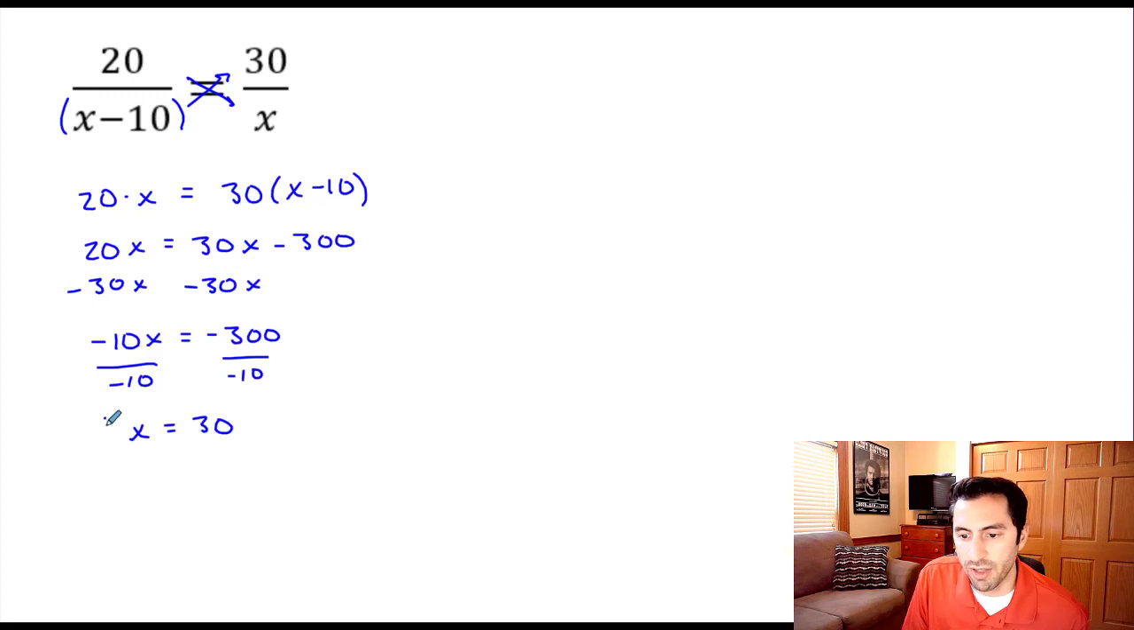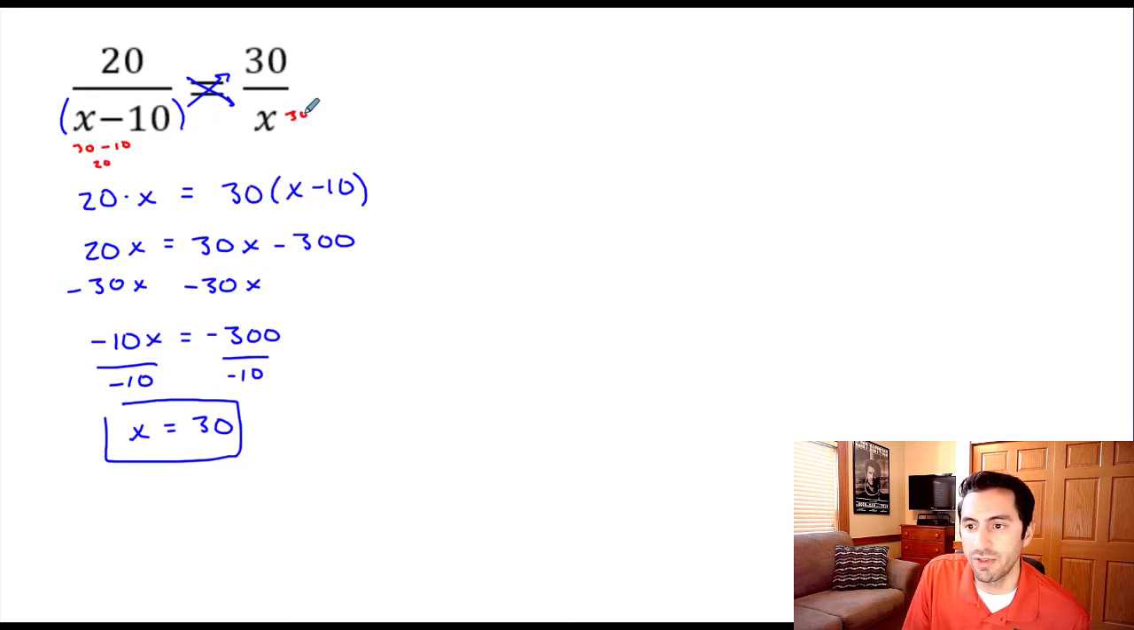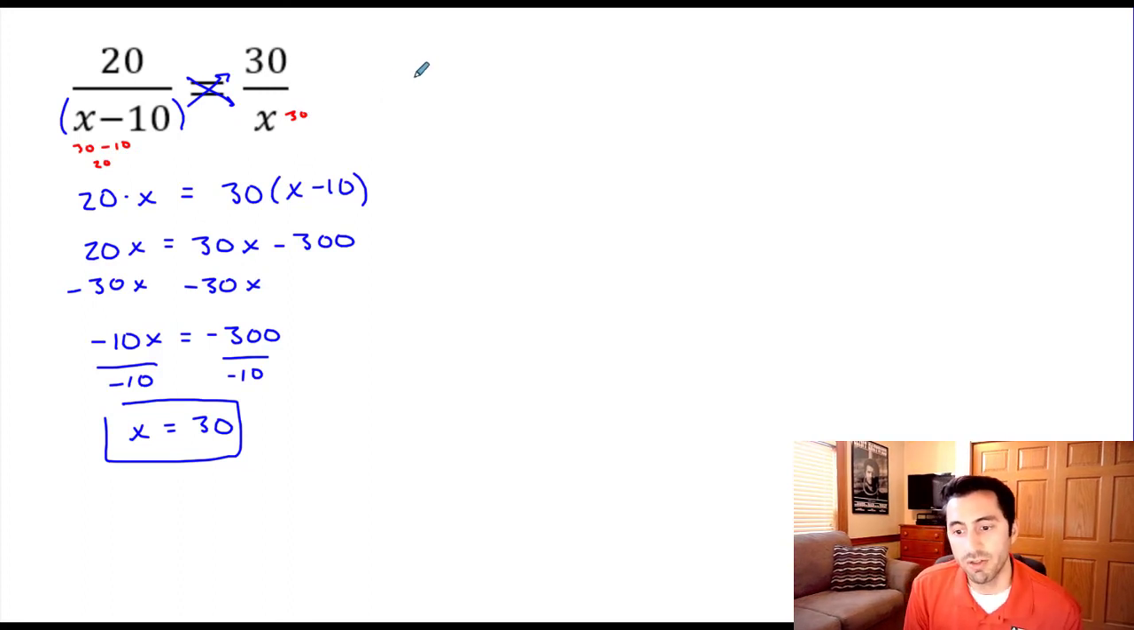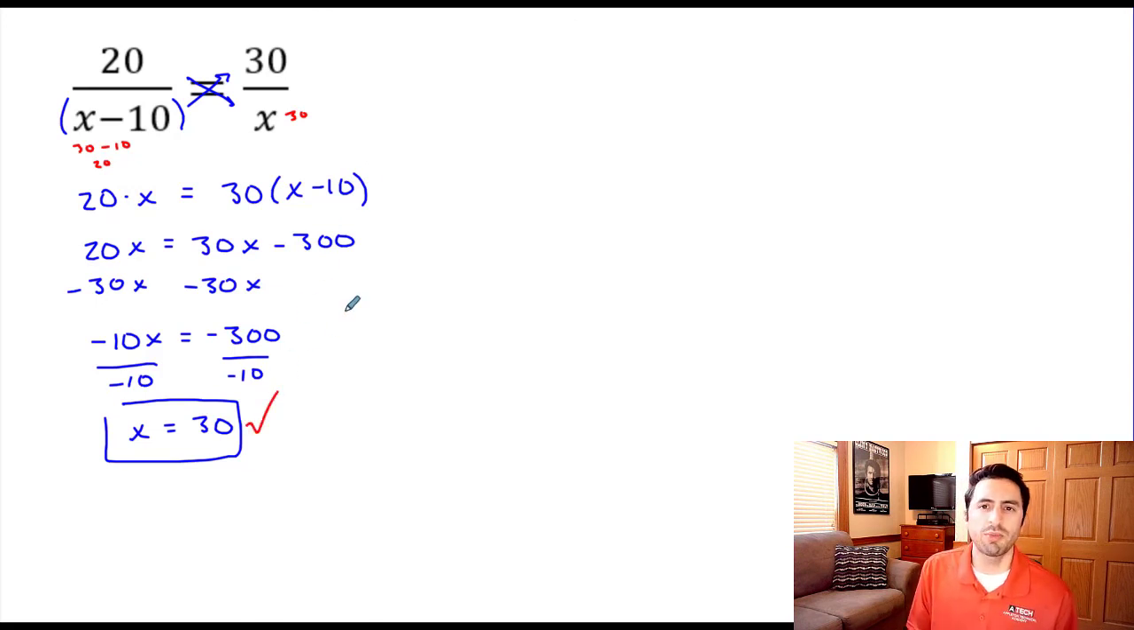And if we double check that, it should work in our original proportion. So if x is 30, we have 30 minus 10, which is 20. 20 over 20 is 1. And then over here, if x is 30, 30 over 30 is also 1. So both sides are the same, so this checks out. So the cross product is a really quick and easy way to handle proportions, but remember, it only works with proportions.